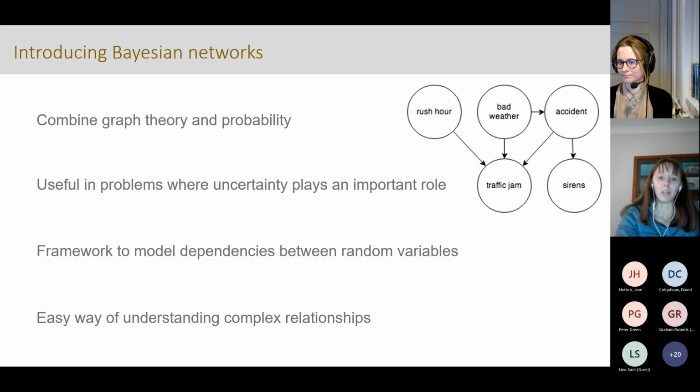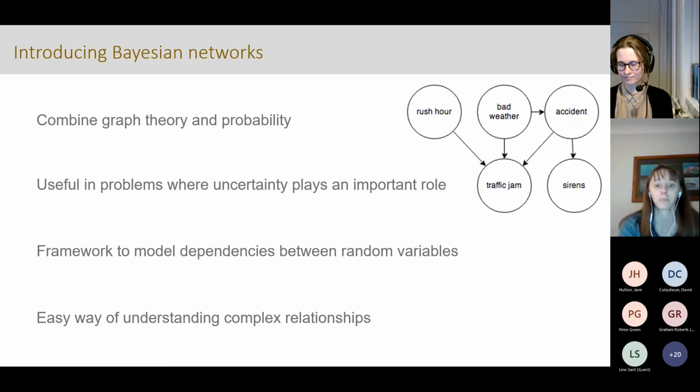So Bayesian networks are a really useful way of combining together graph theory and probability. And they're quite useful where you've got knowledge about a system, but you've got a lot of uncertainty in this system. And this uncertainty is propagated through the system to the end of your network. It's quite a good framework to model dependencies between different variables that you might know a little bit about. And these complex relationships between these variables can be easily shown in Bayesian networks.